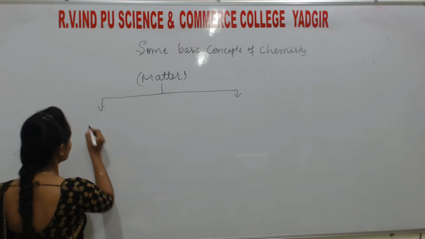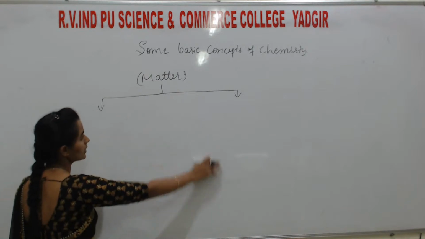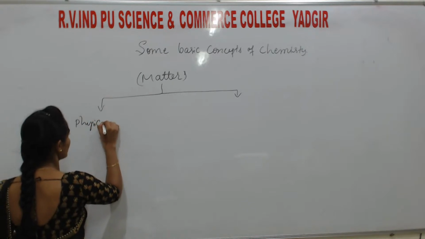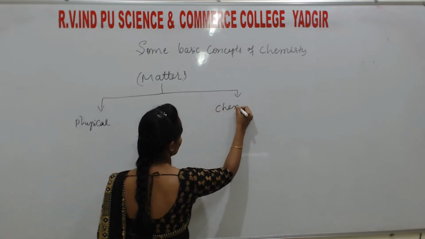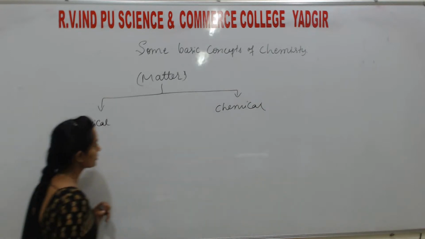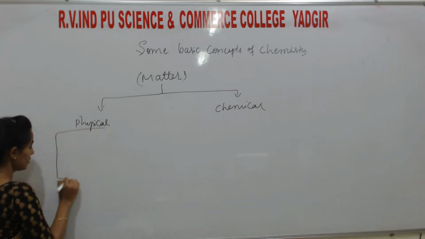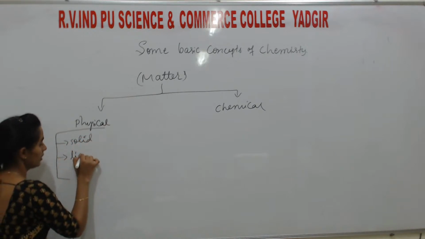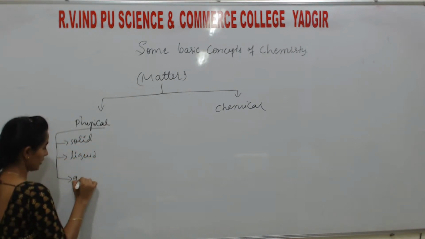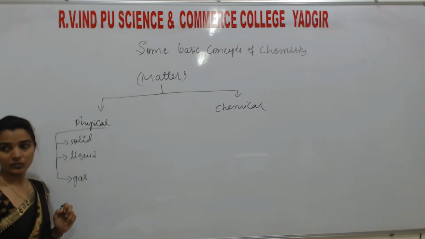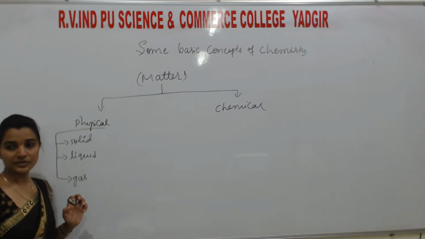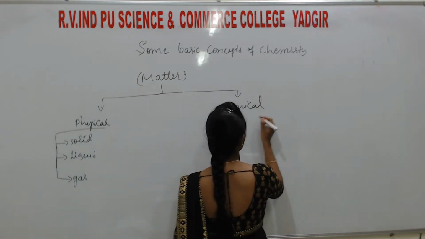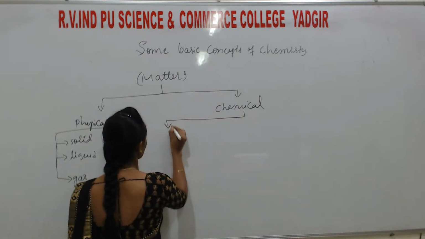So in that, physical classification is there as well as chemical classification is there. This is physical classification, this one is chemical classification. So students, in the physical classification, only 3 types are there: solid, liquid, gas. Okay, this we already studied in states of matter. So in chemical classification, we are going to study some basic concepts of chemistry.